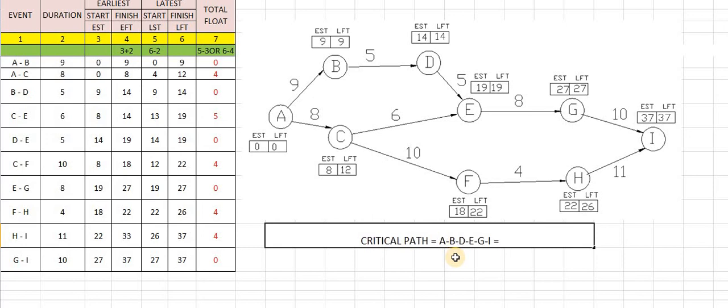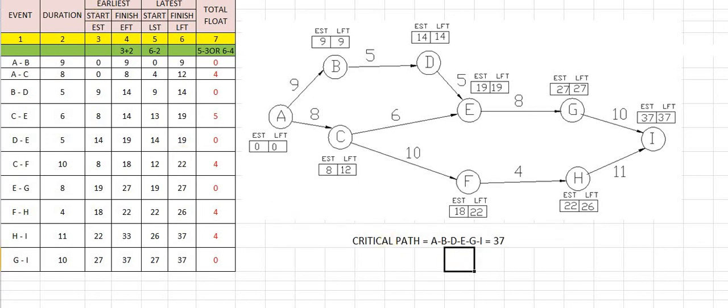What is the value for this? The value is 37 days or 37 weeks, one and the same. So it is 37. This is the critical path.